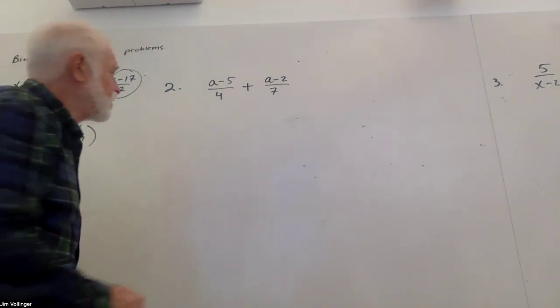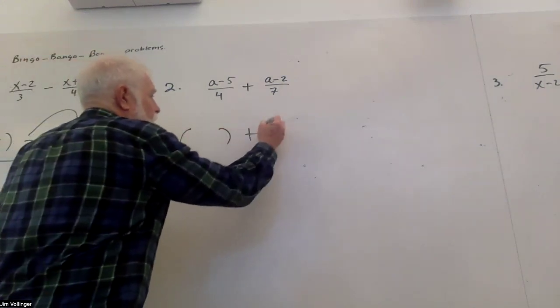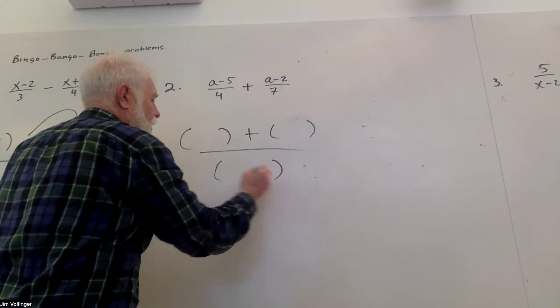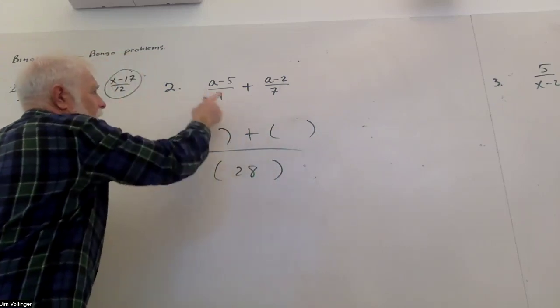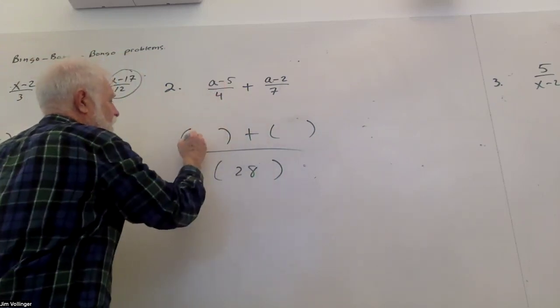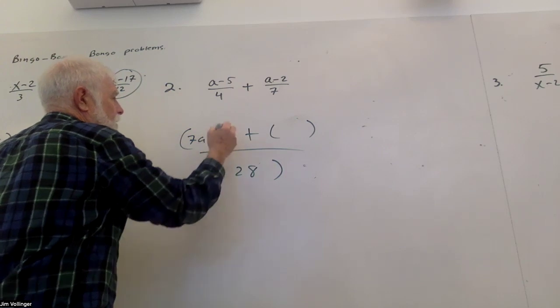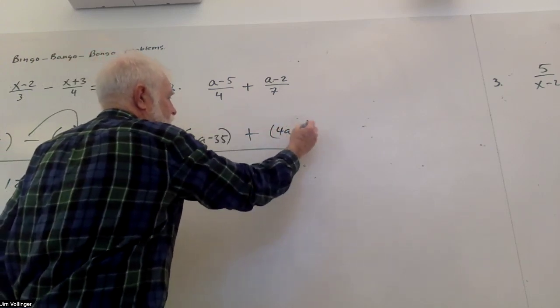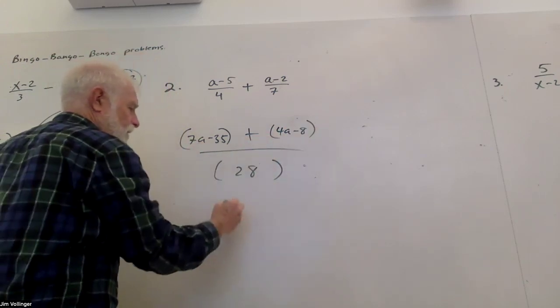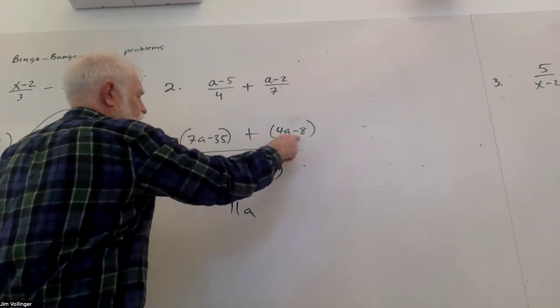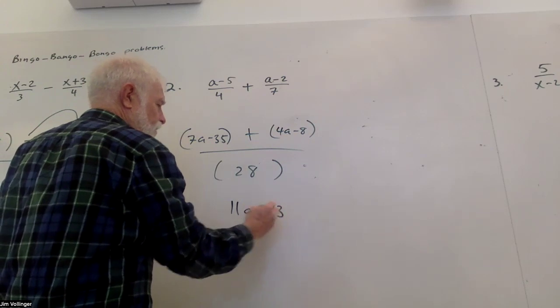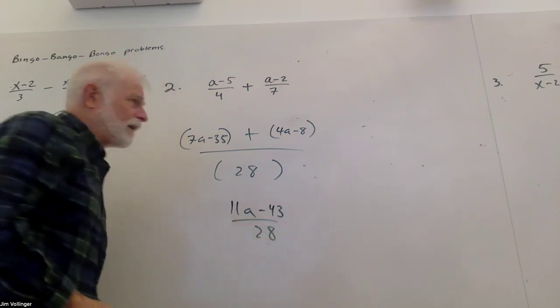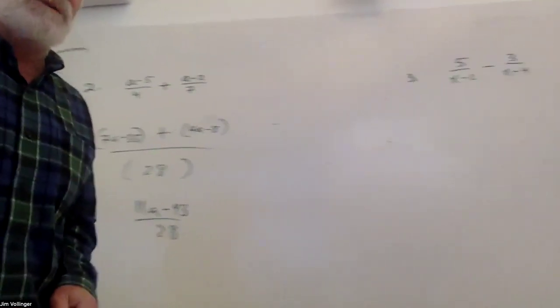Okay, so I guess you can see that. So I got my grid. I can already see 28. I've got 7a minus 35. And I'm adding this time, so I've got 4a minus 8. And so I got 7 and 4a, 11a, minus 35, minus 8, minus 43 over 28. I don't see any common factors. Let's go do the next one.